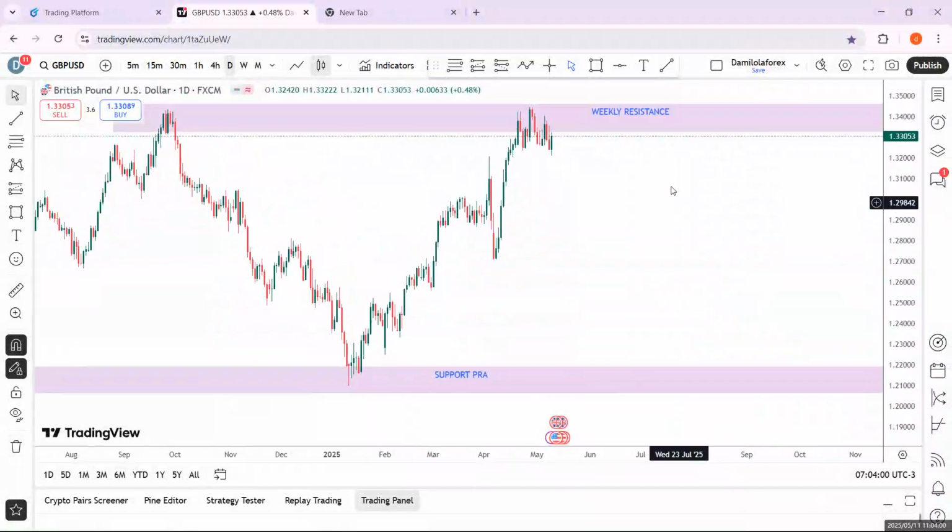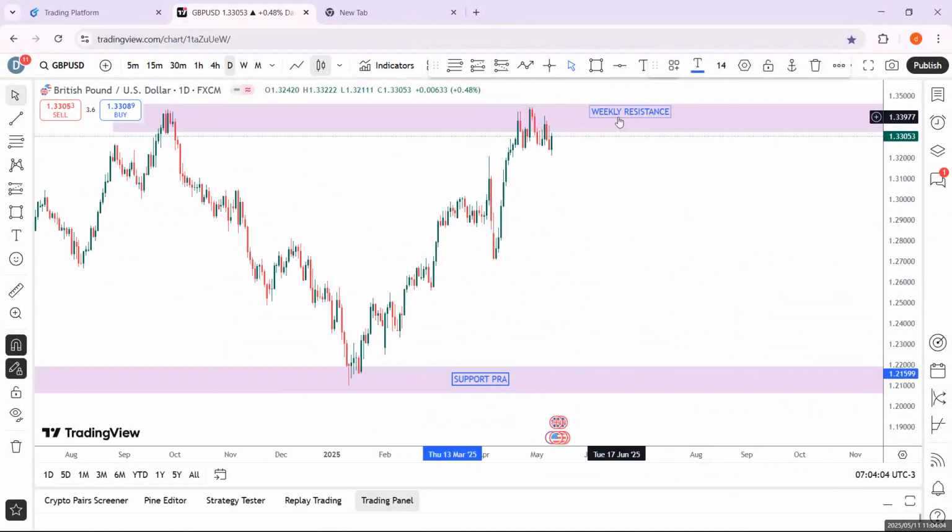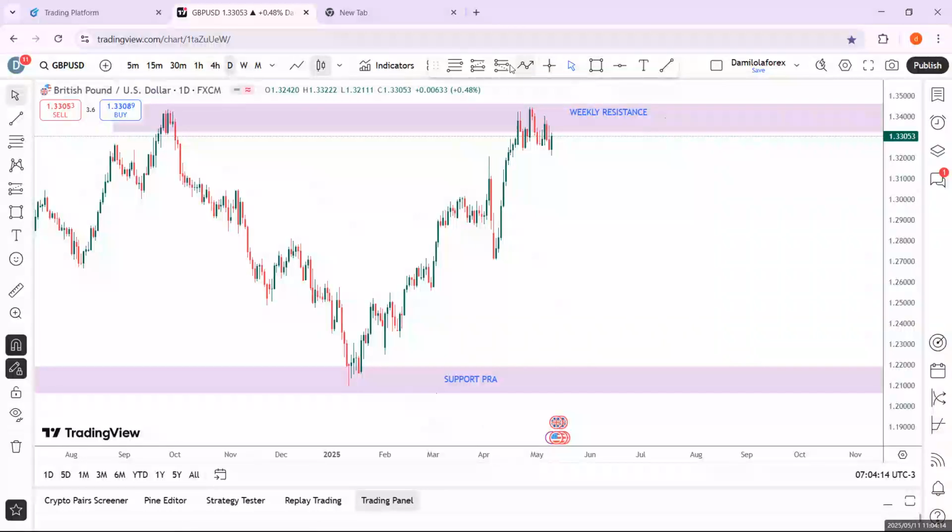Okay, so one thing is certain, we can see price rejecting at a support PRA here. Price also rejected originally at the support PRA, where it grabbed that bullish move and headed in the direction of trend to this weekly resistance, which is where price is currently reacting. So what were the structures that took price from this support PRA to this weekly resistance?